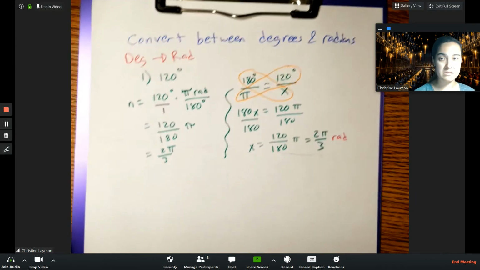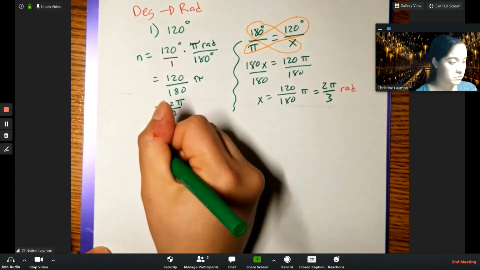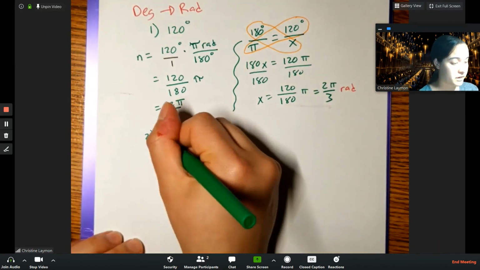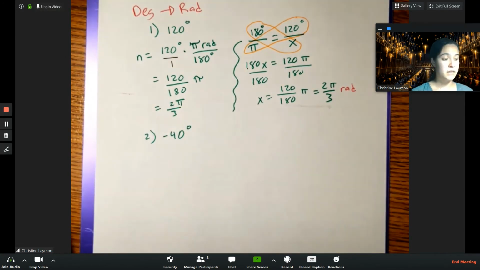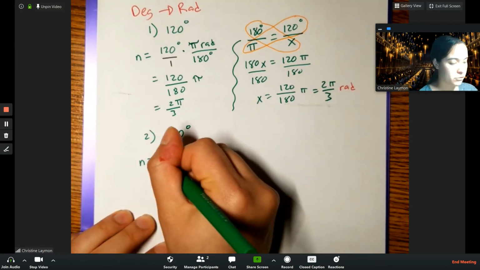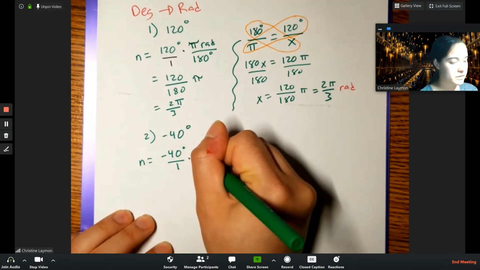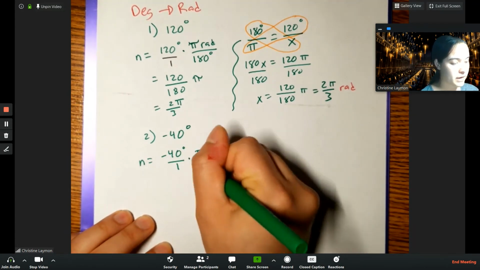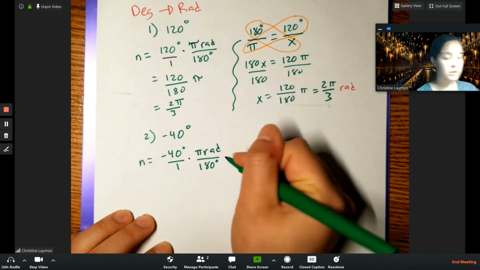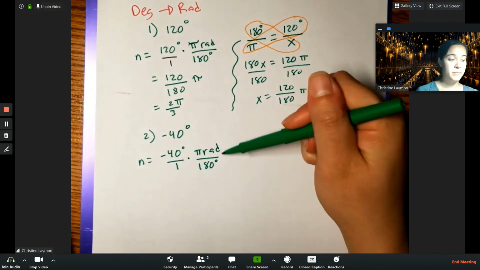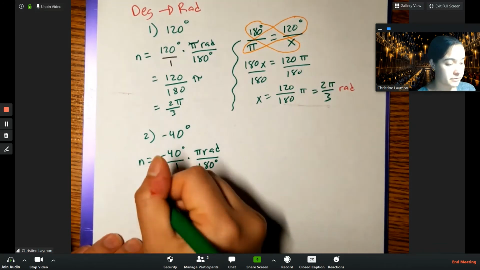So let me slide this up here. So looking at number 2 here, let's go ahead and do negative 40 degrees. And again, I'm going to show it both ways. Let's have n equal negative 40 degrees over 1 times pi radians over 180 degrees. Degrees will cancel. My answer will be left in radians.